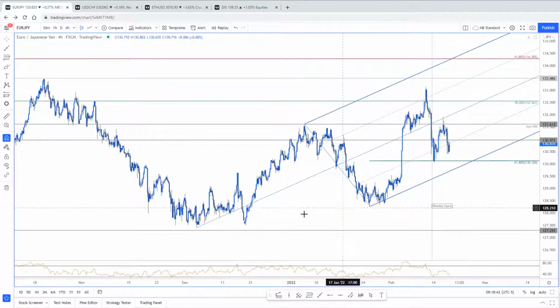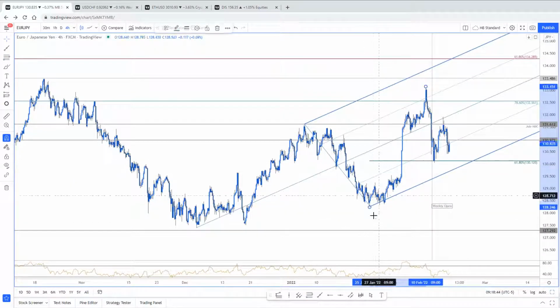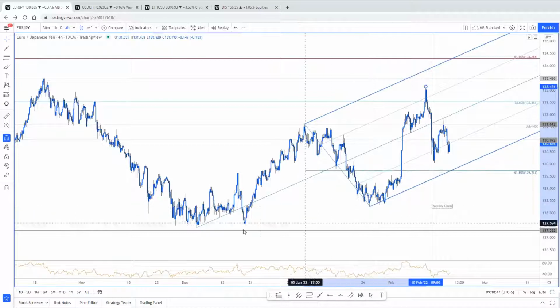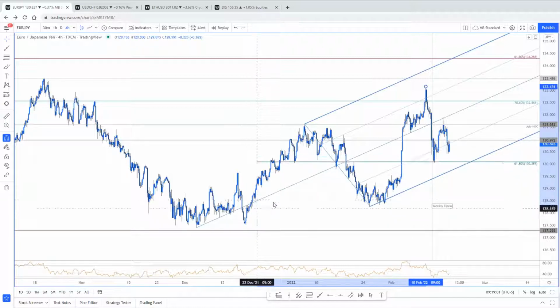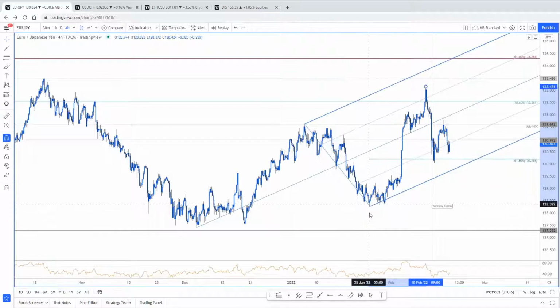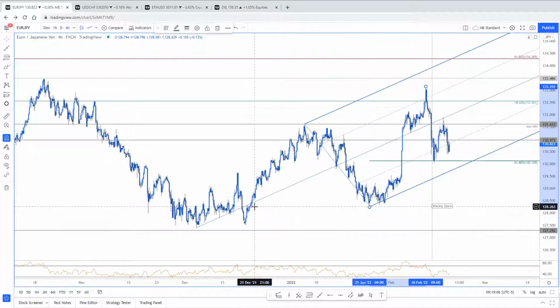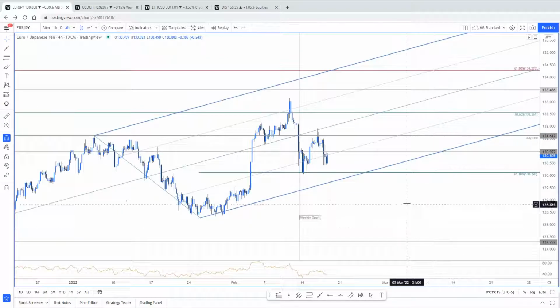Now, interestingly enough, I bet you if we were to move the 618 to this low, that's the December low. Yeah, so this retracement right here is the yearly, essentially your yearly range, because the yearly opens right here. So that's your yearly range low, yearly range high, and Euro Yen's at the 618.